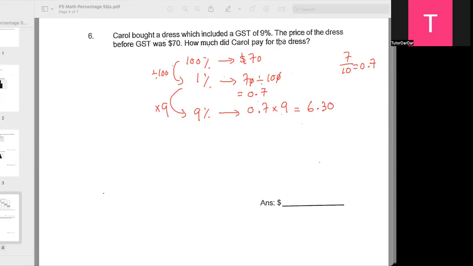So how much did Carol pay for the dress? Because she needs to pay together with the GST, right? So the total is going to be $70, which is the original price of the dress, plus the 9% GST, which is $6.30. So the total is going to be $76.30. So that is the answer.